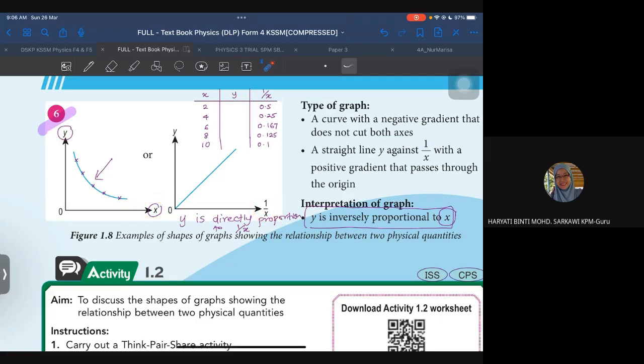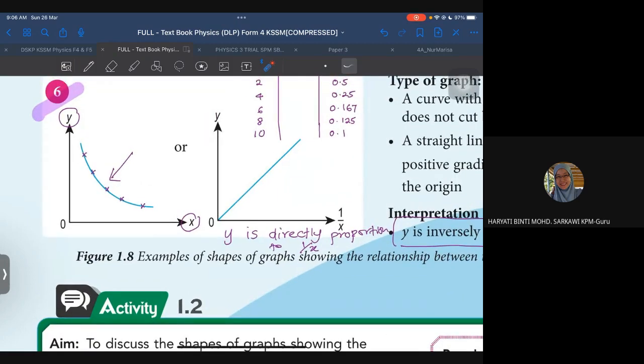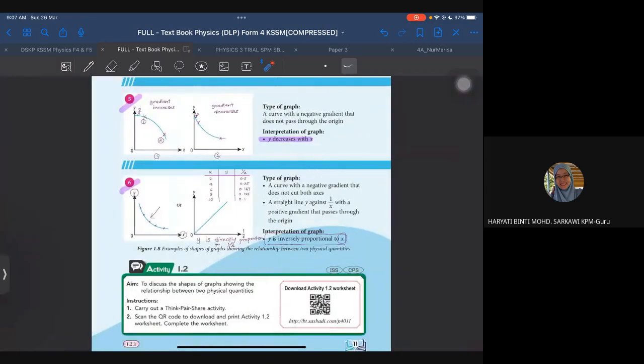So we can state the relationship between y and x using two methods. Number one, you can write y is inversely proportional to x. You can also say y is directly proportional to 1 over x. Boleh faham? Can understand or not? Yes. But in class, we will look at more examples of this real experiment and then you can understand better. So this one is just an introduction. All right.